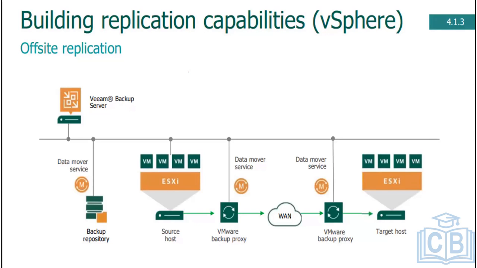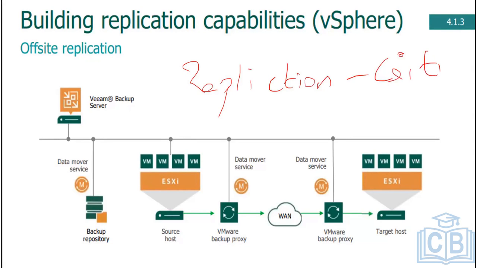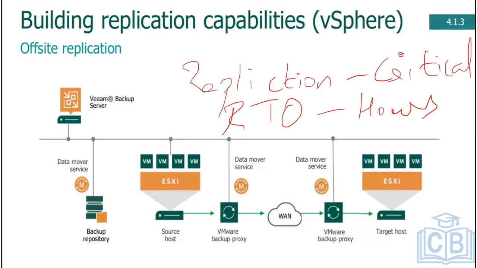When to use replication? Why to use replication? Replication is used for only critical services. Only critical. And if a customer asks for an RTO of hours, when I say hours, it can be 1 hour, 2 hours, 3, 4 hours, 6 hours, 24 hours, then we can create replication for those critical machines.